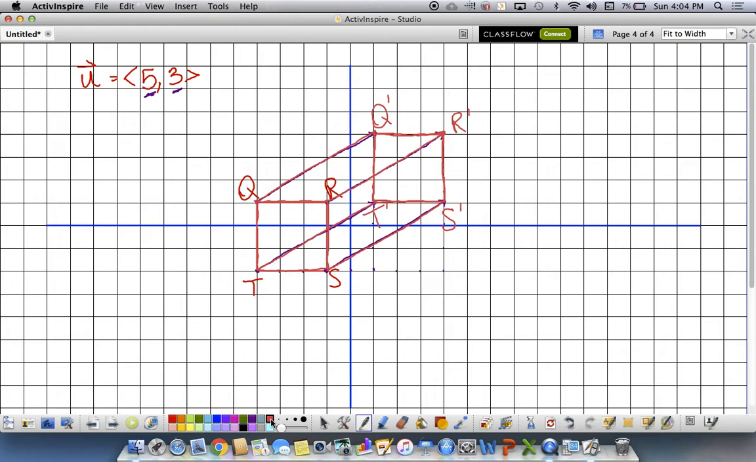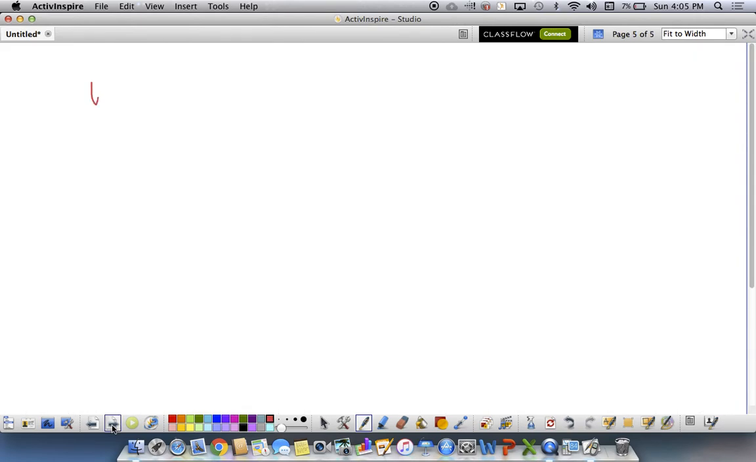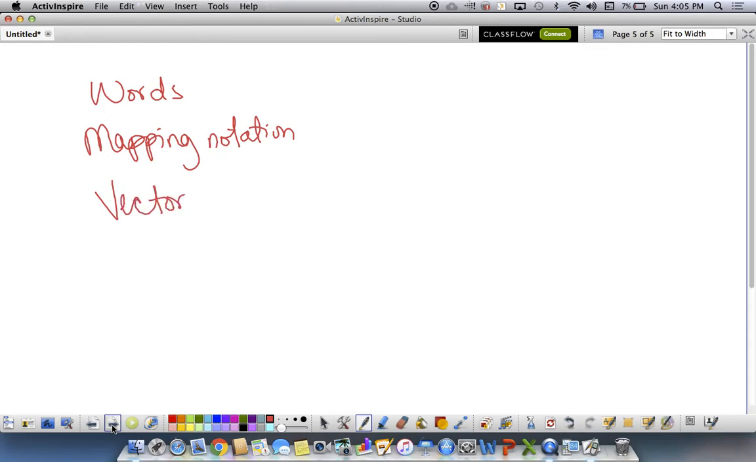Okay? We can use vectors also in translations. So you have 3 different ways to do translations. I can just give you by words: up 2 units, right 4 units. You can just tell them. You can use mapping notation. Or you could do it using vectors.